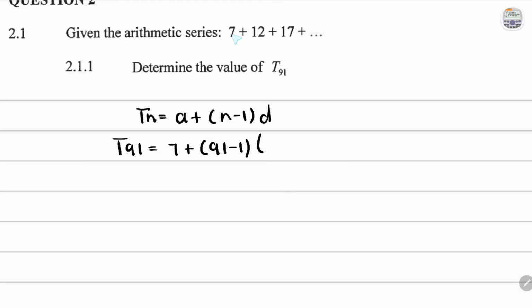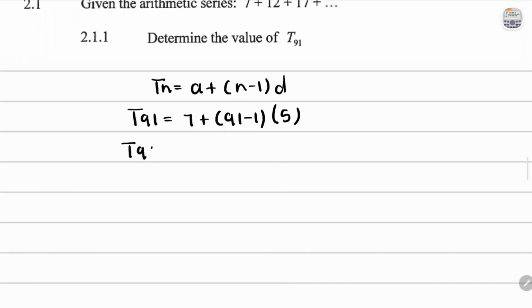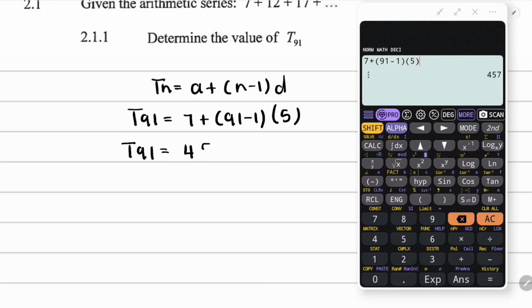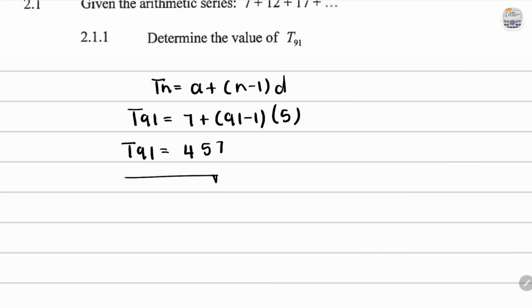Do you see that from 7 to 12, that is plus 5, and then plus 12 to 17, that's again positive 5. So if you subtracted 17 minus 12, you get 5. The difference is just 5. And we just have to find the value of this. And that is equal to 457. And that is our answer.